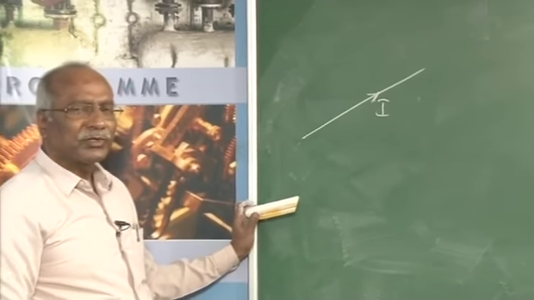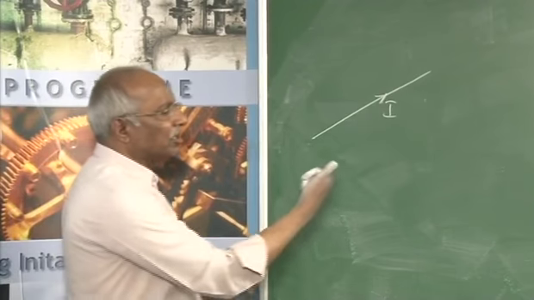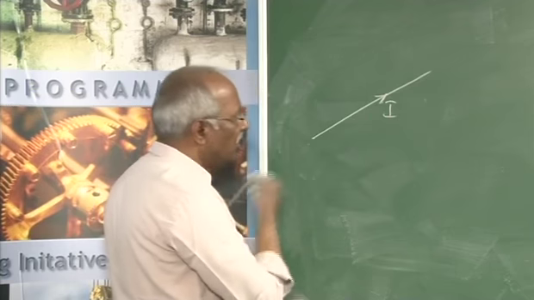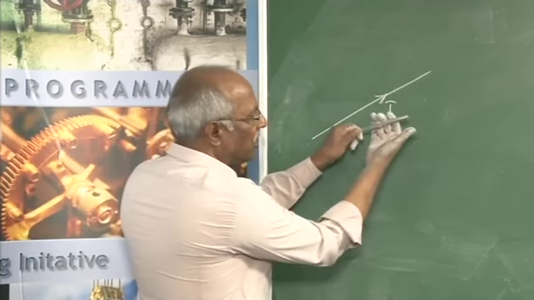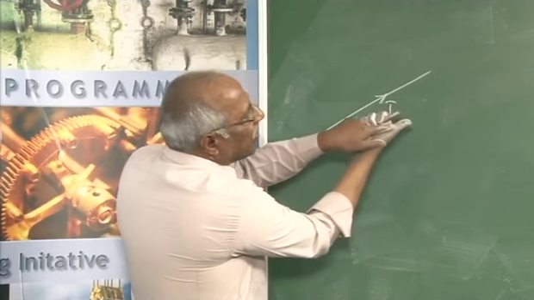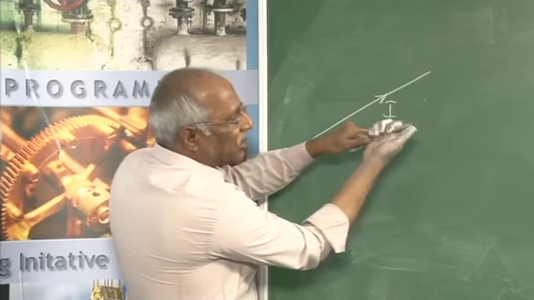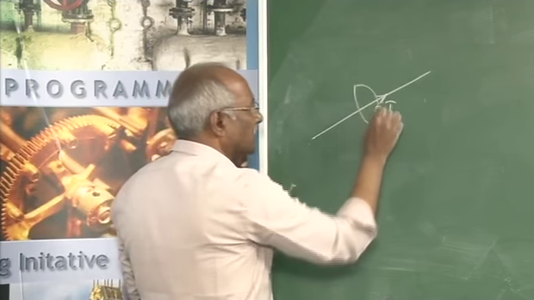What's the direction of the flux produced? Go for the right hand rule. Hold the thumb in the direction of the current. If this is taken as the conductor and this being the right hand, hold it like this. Now the thumb gives you the direction of the current, the curling of fingers gives the direction of the flux produced. Therefore, the flux produced will be this way.